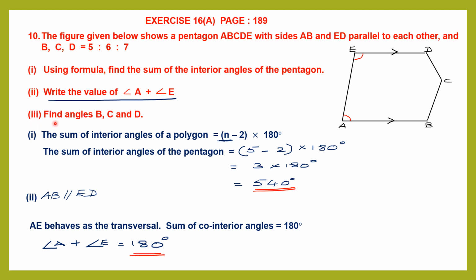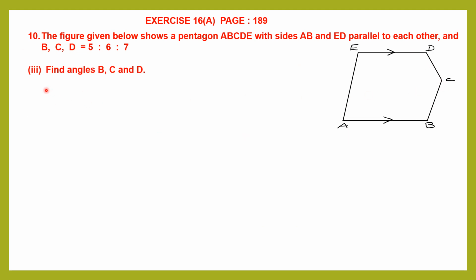The third question is, find angles B, C and D. These angles we have to find. So let's find those angles. So this is B, this is C and this is D. We have found that angles A and E together will add up to 180. So B, C and D is what we need to find out. Now here we've been given this ratio, isn't it? So we'll use that ratio.